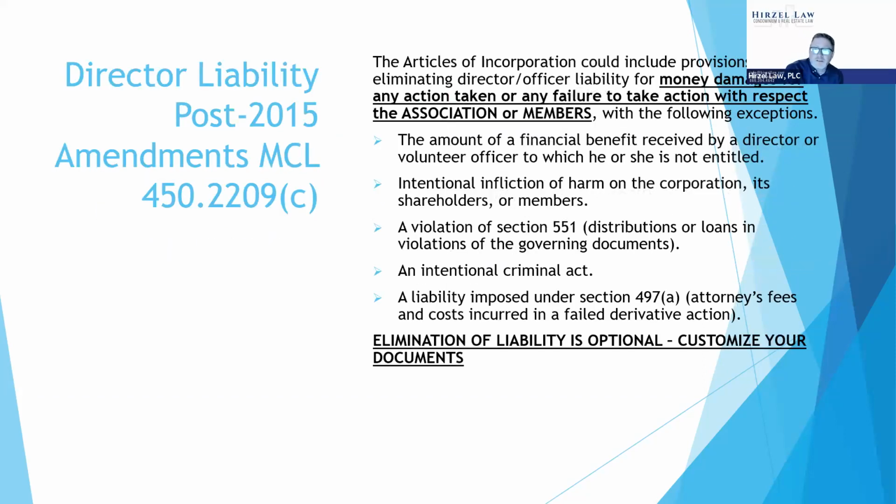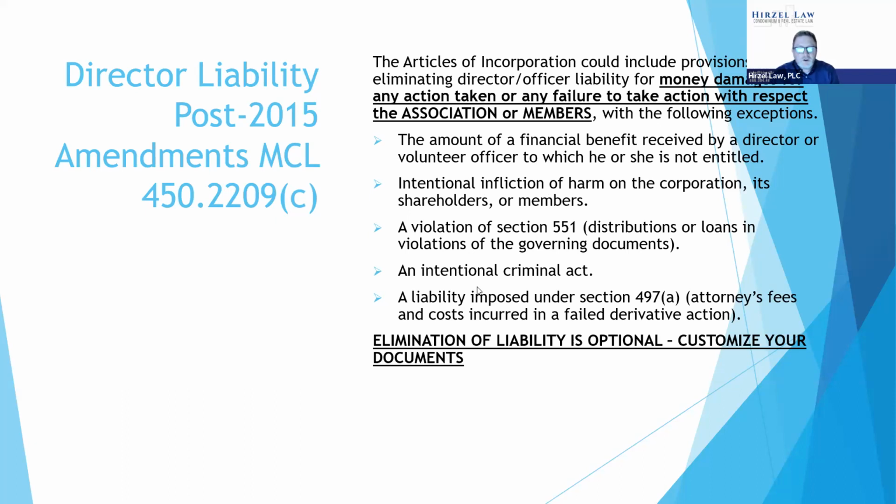With respect to those limitations of liability, the Nonprofit Corporation Act allows the articles of incorporation to eliminate director and officer liability for money damages, except in certain circumstances. Those circumstances under which limitations of liability would not apply would be where the officer or director received a financial benefit they were not entitled to, intentional infliction of harm on a corporation, distribution to the member or loans in violation of governing documents, an intentional criminal act, or liability imposed under Section 497A.